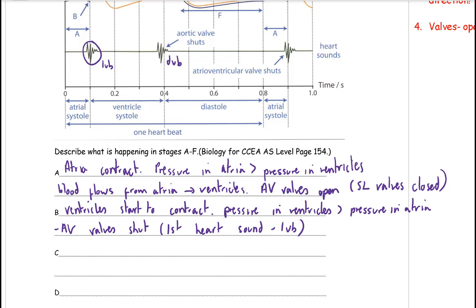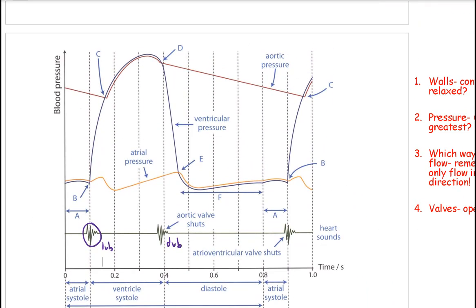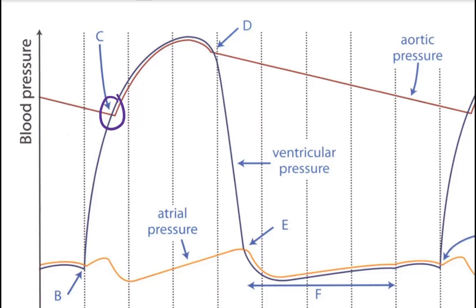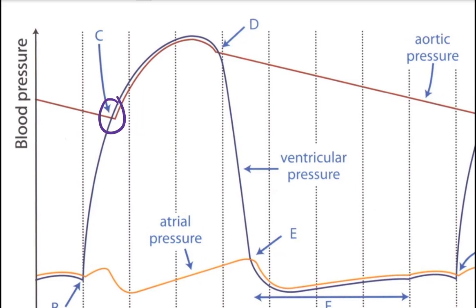Now, let's go back to the graph, and we're at C. So the ventricles are continuing to contract, and we come to another set of lines crossing over. If you look closely, at C, the ventricular pressure is now greater than the aortic pressure. So that means that at C, the semilunar valves open.